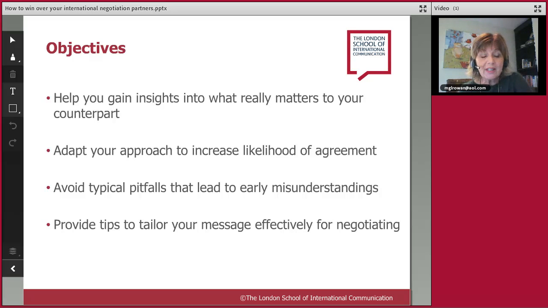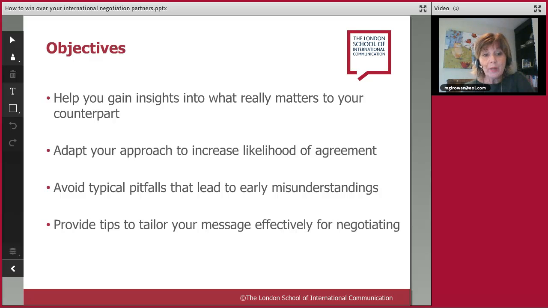So here are the objectives that we had in mind for this session. Firstly, to help you gain insights into what really matters to your counterpart. Secondly, to adapt your approach to increase the likelihood of agreement. So instead of it feeling like such a push to get to where you need, to make that feel easier.